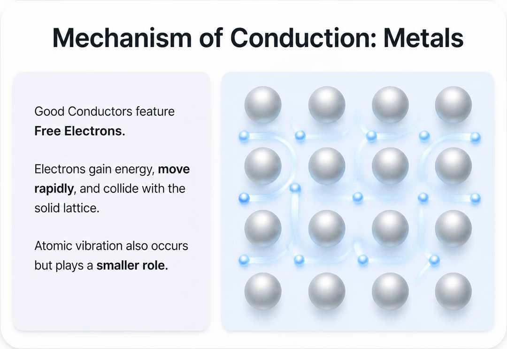In metals, which are good conductors, the story is a bit different. Metals contain free electrons. When heated, these light, mobile electrons gain energy and zip through the material at high velocities, colliding with the solid lattice to transfer heat. While atomic vibrations still happen here, the free electrons do the heavy lifting.